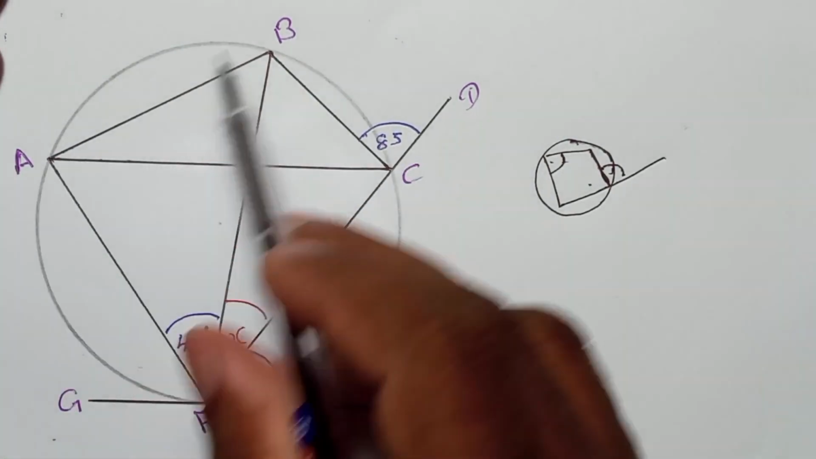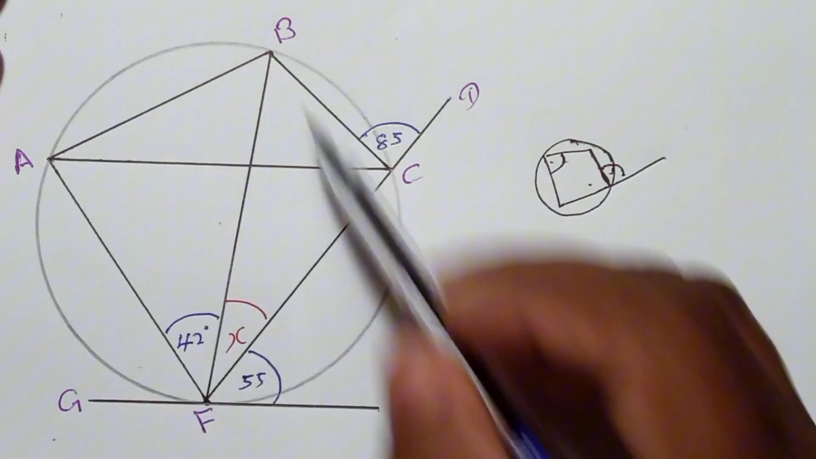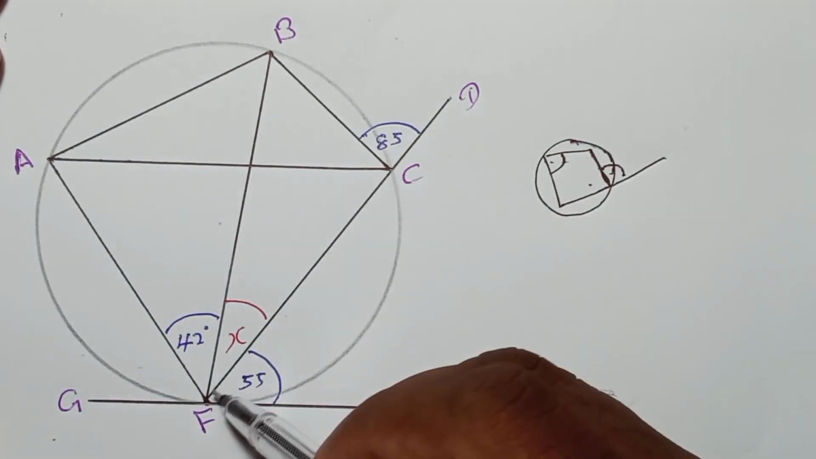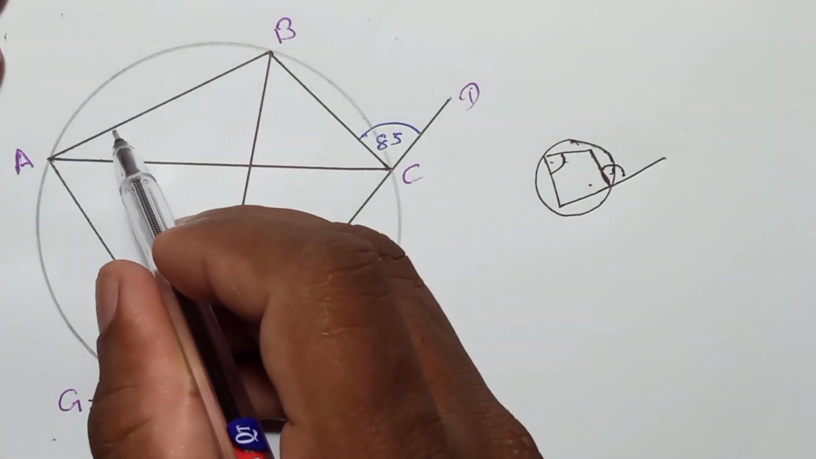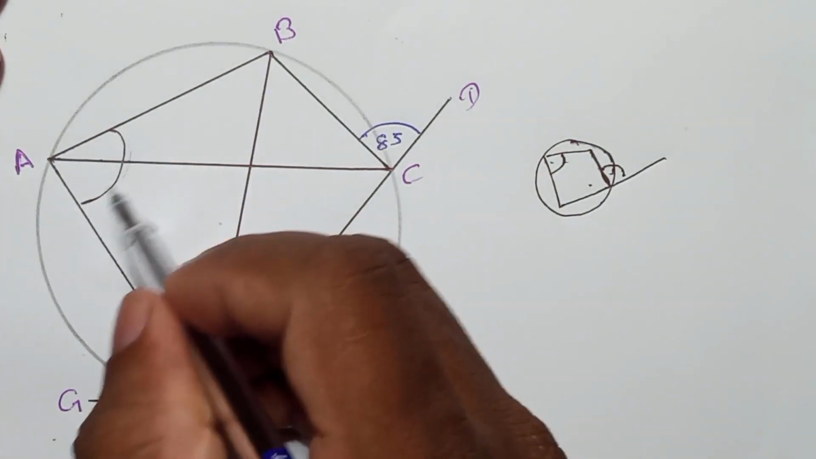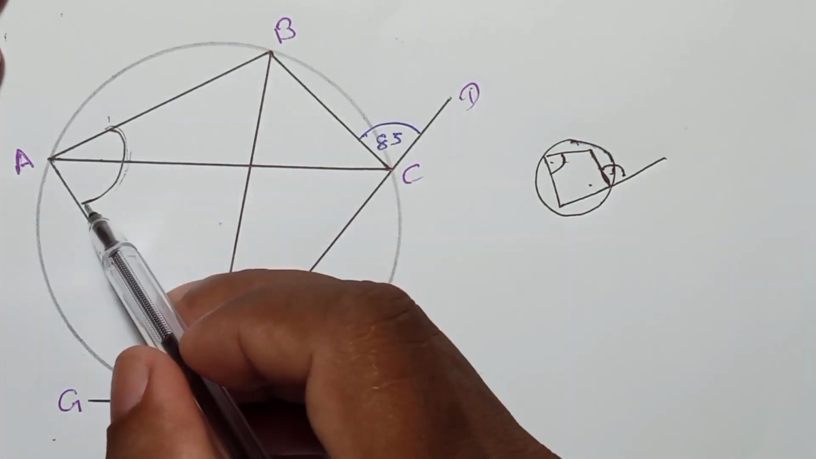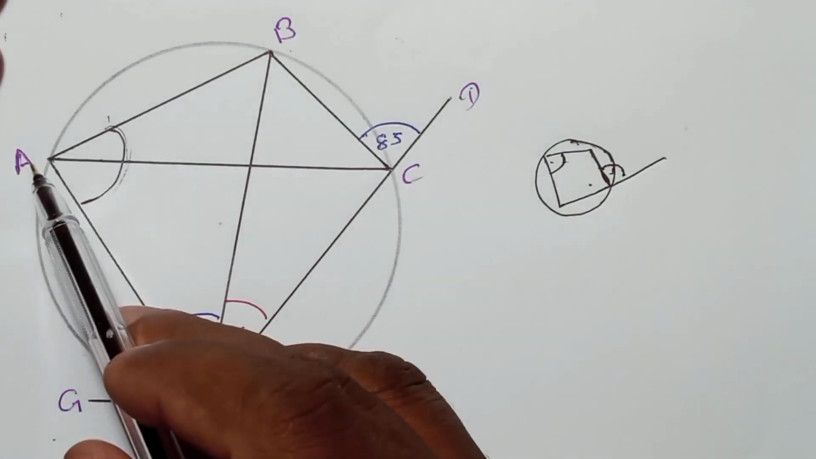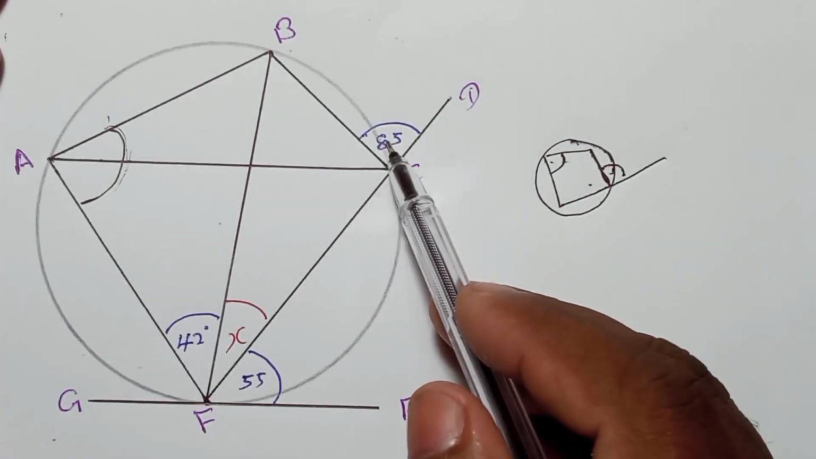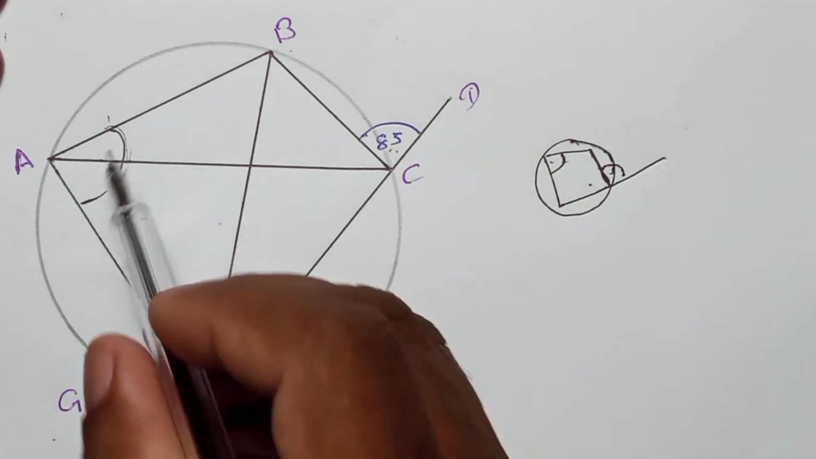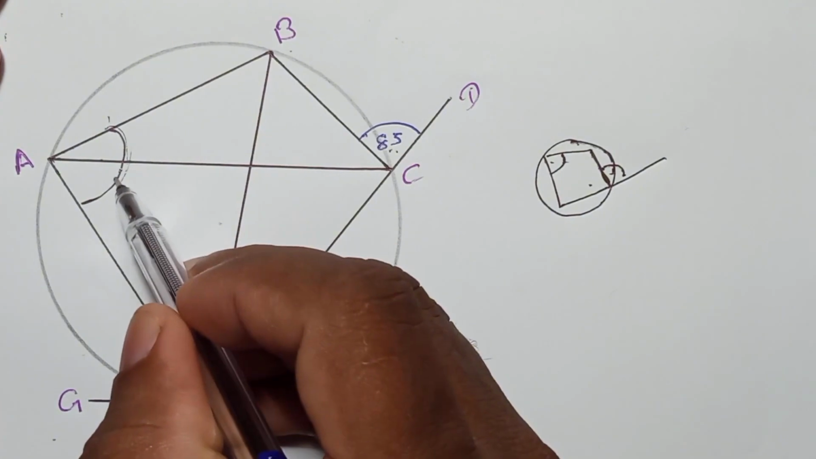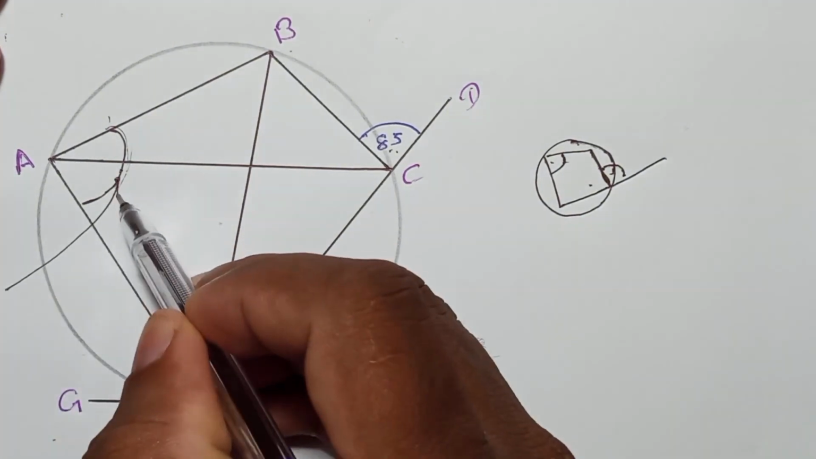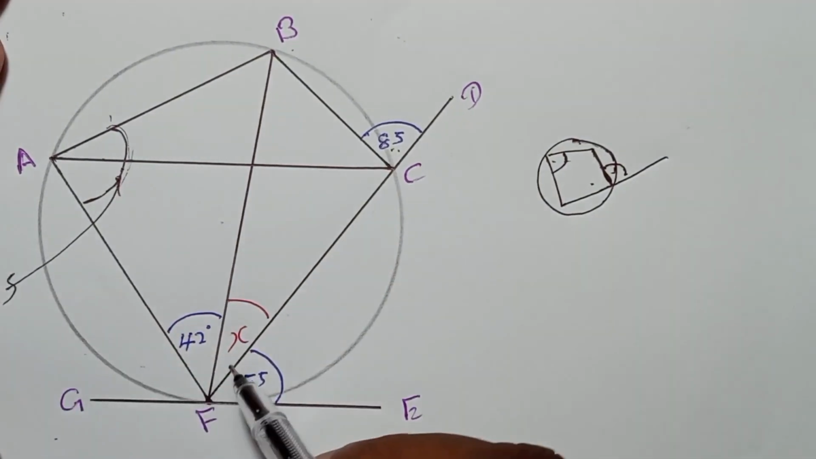Now this ABCF is a cyclic quadrilateral. This FC is extended like this. Here 85, so this one will be both together completely. This angle, I mean BAF, is equal to this angle. That means here 85, then here also 85. This complete one is 85. You need to understand that. Okay, I will mark here like that, 85.